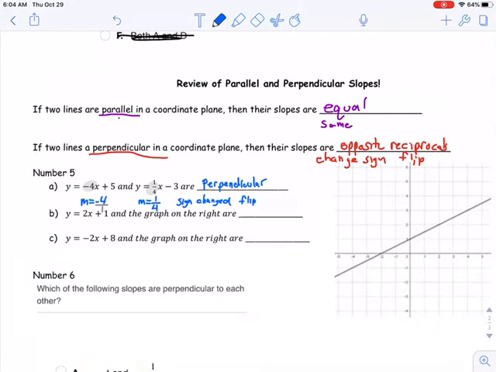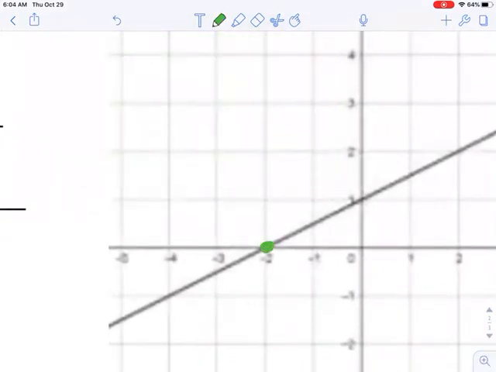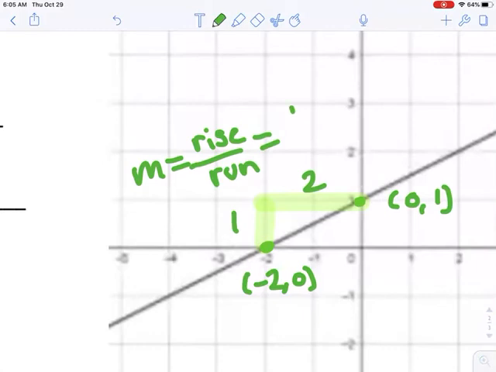Now for number B, we need to use the graph on the right. So it says y equals 2x plus 1 and the graph on the right. Well, let's figure out what the graph on the right is. Let's figure out this slope. This is a point, negative 2, 0. And this is a point, 0, 1. So let's just quickly count this slope. I'm going up 1 over 2. So my slope is rise over run. So it's up 1 over 2. So 1/2.